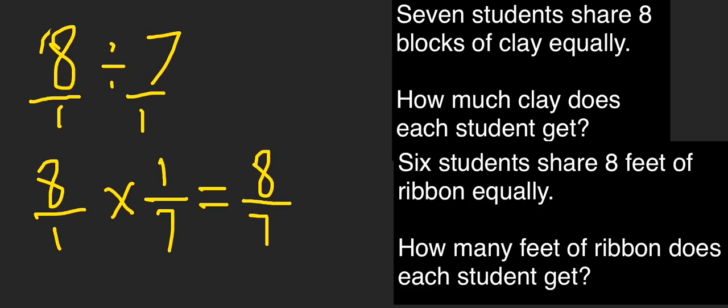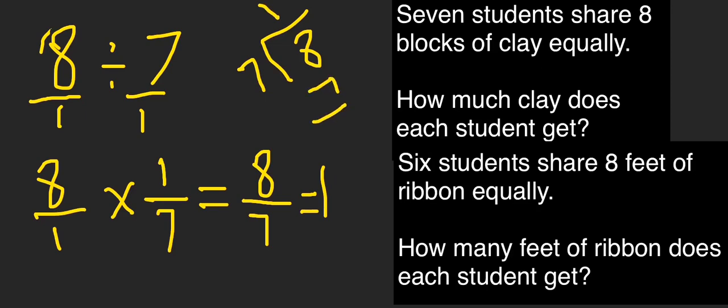Now we're left with an improper fraction. So we're going to need to divide 7 into 8, right? Find the whole number. There's 1 seven, and the remainder is going to be 1. So we have 1 whole and 1 out of 7. And there you have our quotient, 1 and 1 out of 7. So that's the first problem that we have.